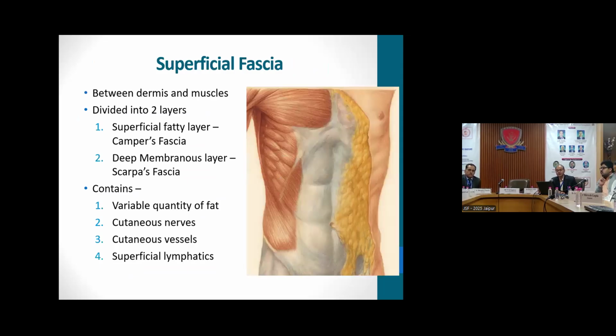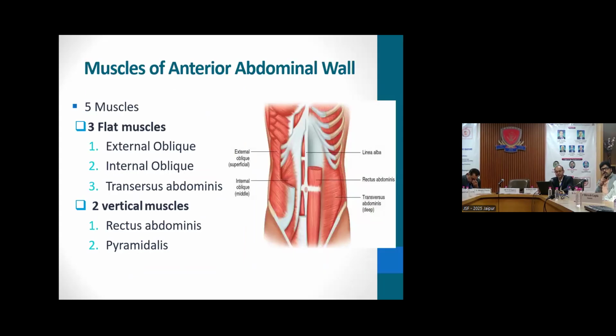The superficial fascia lies between the dermis and the muscle. We all know there is a superficial fatty layer, that is Camper's fascia, and the deep membranous layer, which is Scarpa's fascia. It contains fat, a variable amount depending upon the obesity of the person. There are a lot of cutaneous nerves, vessels, and lymphatics. So these lie between these two layers of the superficial fascia.